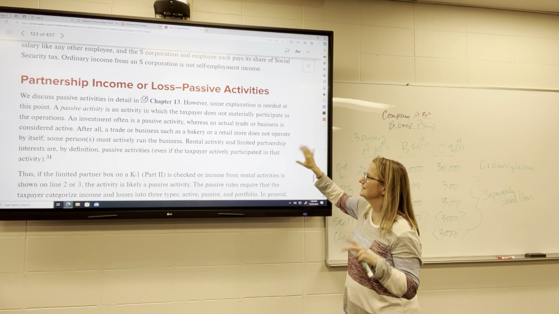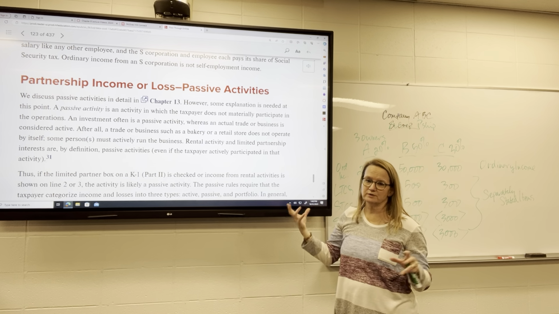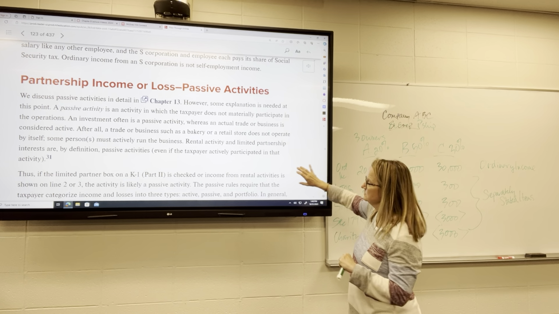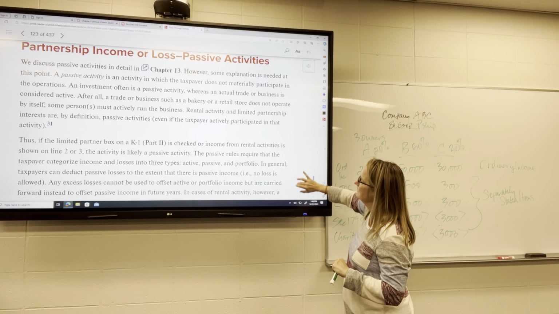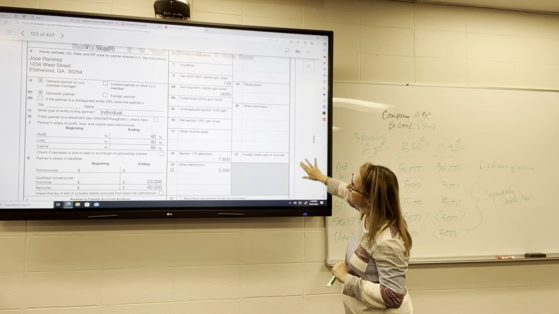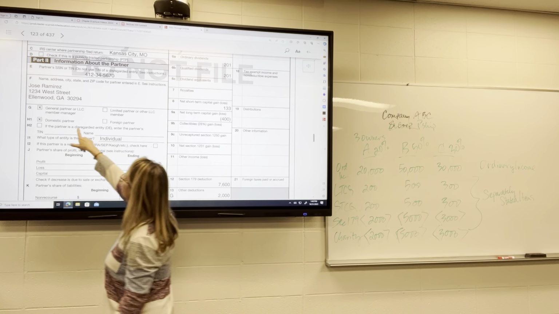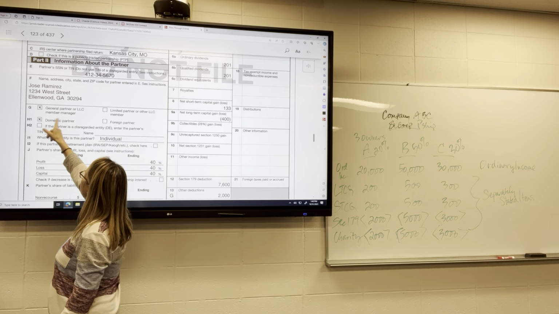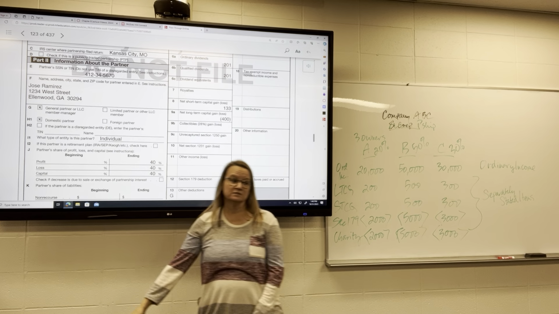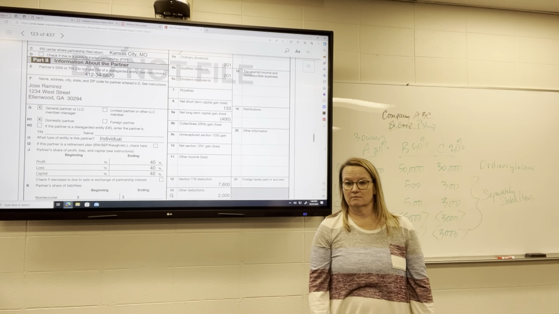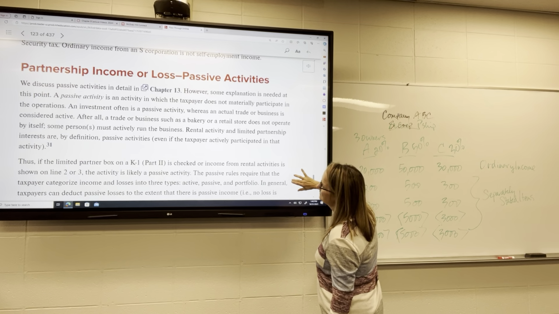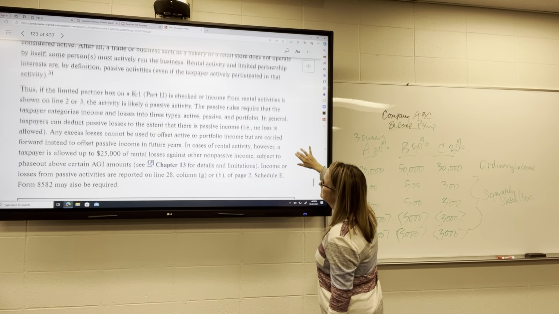Passive, we're not going to cover. If it's passive, it would be combined with any passive activity gains or losses. That's in chapter 13. We don't cover chapter 13. So how do you tell if they're active or passive? There's a box. If it says general partner or LLC member manager, that means they're active. General partner. Limited partner means they're passive.